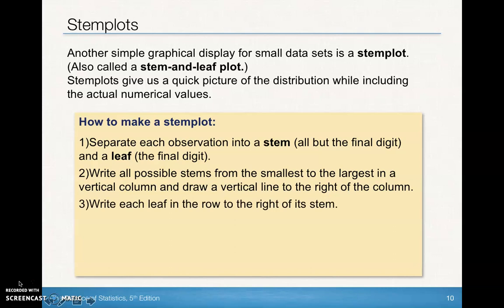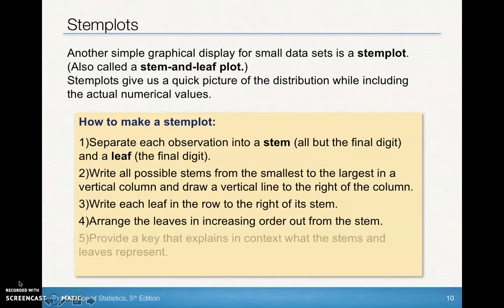Write each leaf in a row to the right of the stem it belongs to. And then make sure that your leaves are in order. Provide a key that explains the context. So for example, 37 and 3.7 are going to look the same on a stem plot, so you need a key to let the reader know which one you're talking about.